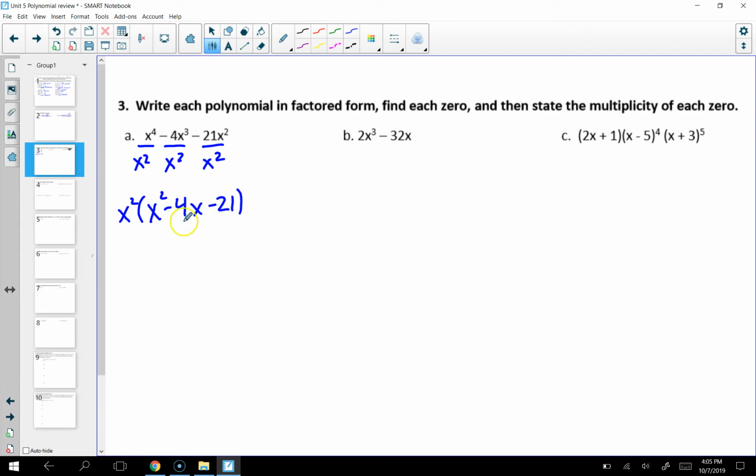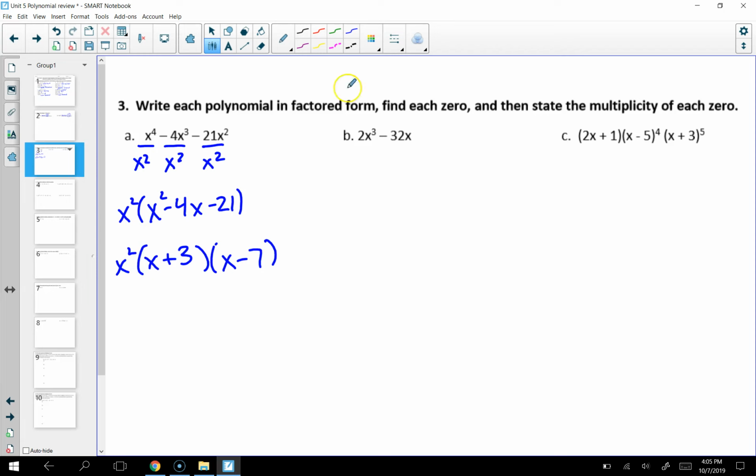I can factor this middle piece. I need something that multiplies to give me negative 21 but adds to give me a negative 4. Because 21 is negative, I know it's going to be a positive and negative sign. We're going to use 7 and 3. So 3 minus 7, that's how I get the negative 4. Alright, so this is factored form right here.